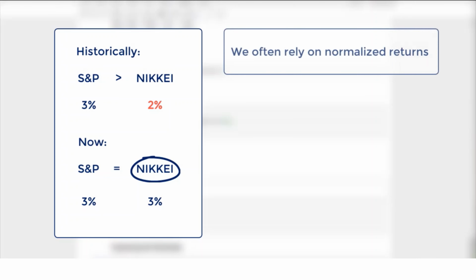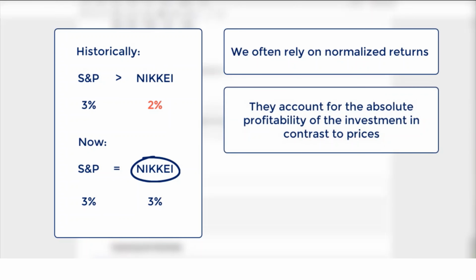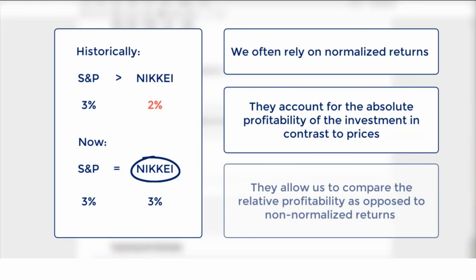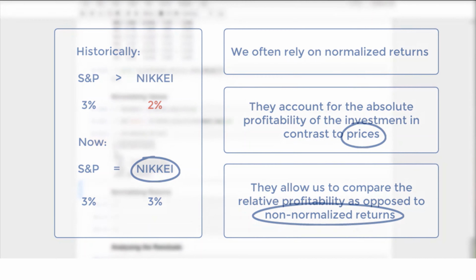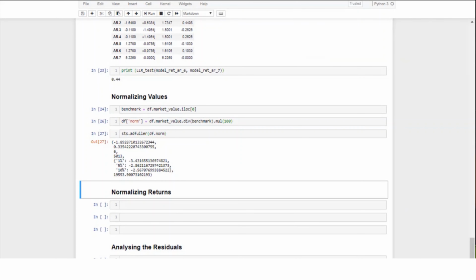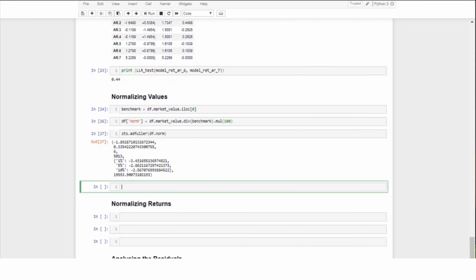So to avoid any biased comparison when analyzing the two sets, we often rely on normalized returns. They account for the absolute profitability of the investment, in contrast to prices. Plus, they allow us to compare the relative profitability as opposed to non-normalized returns. Overall, they are much more reliable measurements than the other two. To generate these normalized returns, we retrace our steps back to when we did the same for prices, but use the return series we generated earlier. Thus, we compute the benchmark using the ILOC method.